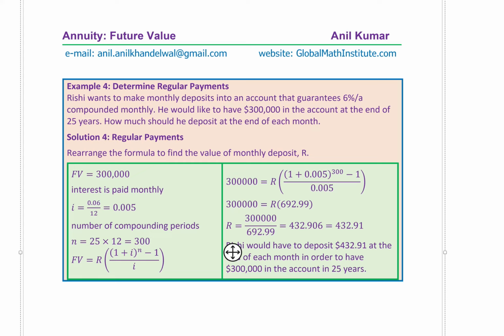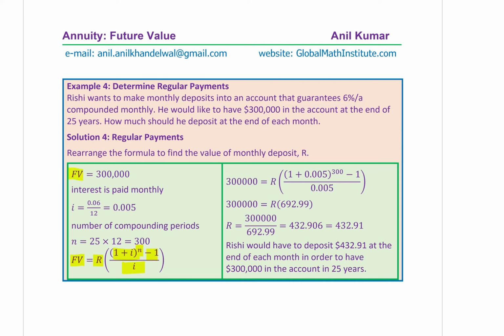So now the regular payments will be monthly, at the end of each month. Interest is 6% per annum, also compounded monthly. They are coinciding. It's an ordinary annuity, right? We can rearrange the formula to find the value of the monthly deposit. Now we know the formula is basically future value equals R times (1 plus i) to the power of n minus 1 over i. So we can rearrange this formula, substitute the values and calculate. So that is one option.